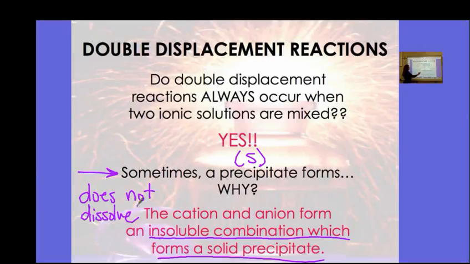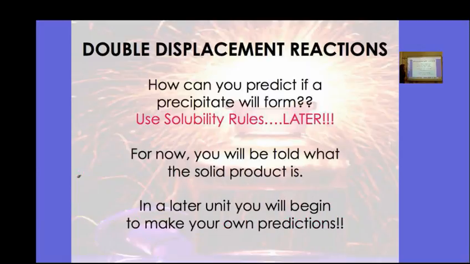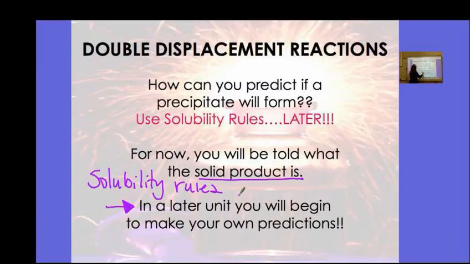So double displacement reactions always occur. Sometimes they're soluble and sometimes you form a precipitate when it doesn't dissolve. For now, you will be told what solid product is. In a later unit, you're going to be given a list of what we call solubility rules, and then you can predict which ones are going to be aqueous and which ones are going to be solid. But for now, you'll be told what the product is. I'll tell you if it's a solid or if it's an aqueous solution.